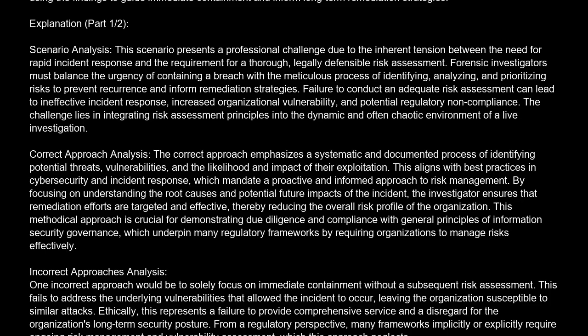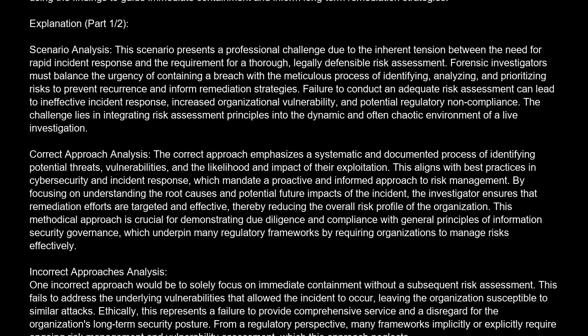The correct answer is D. Conduct a detailed risk assessment that identifies all potential threats, vulnerabilities, and their likelihood and impact, using the findings to guide immediate containment and inform long-term remediation strategies. Explanation. Scenario analysis. This scenario presents a professional challenge due to the inherent tension between the need for rapid incident response and the requirement for a thorough, legally defensible risk assessment.